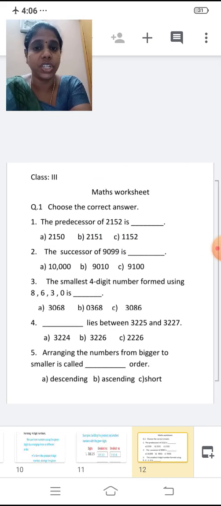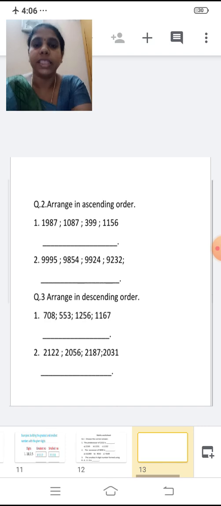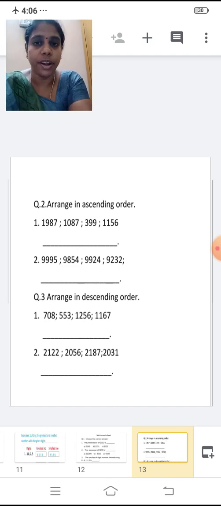So I have given you a worksheet, just finish the worksheet. Choose the correct answer. Predecessor of 2152, successor of 9099, smallest 4-digit number formed using 8630, dash comes between 3225 and 3227. Arranging the numbers from bigger to smaller is called dash. Then we have arrange in ascending order, arrange in descending order.